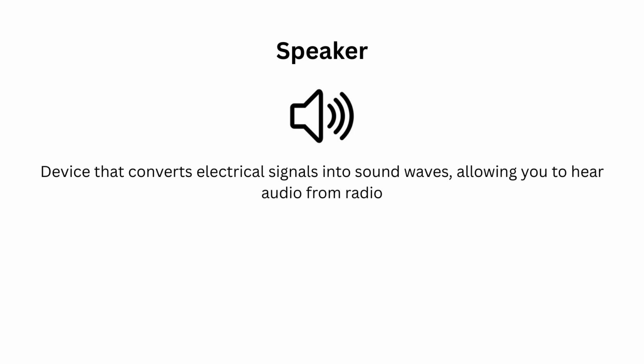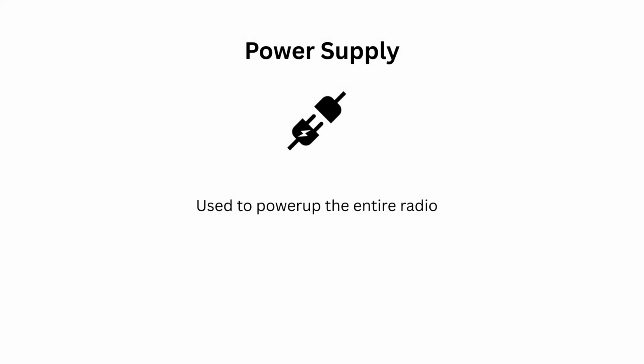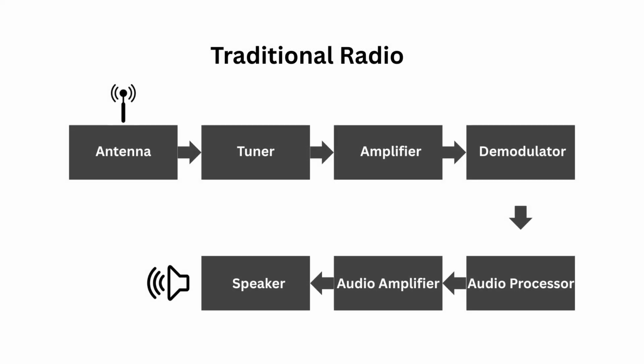And one more thing you have to add to this is the power supply. Of course, none of this would work without power, whether it's batteries or an external source. So from capturing invisible radio waves with an antenna to transforming them into the sound we hear through a speaker, every component plays a crucial role in the seamless operation of a radio. So this is how a traditional radio works.